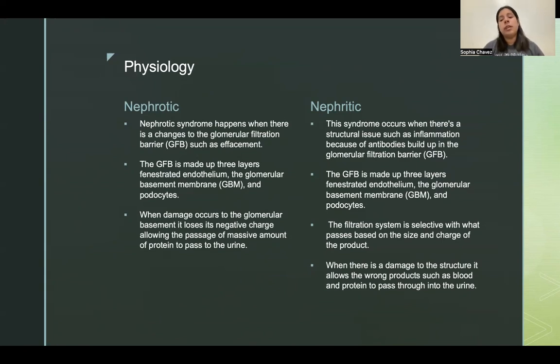As for the nephritic syndrome, this occurs when there's a structural issue, such as inflammation because of antibody buildup, in the GFB, the glomerular filtration barrier. The GFB is made up of again 3 layers, the same as the nephrotic syndrome. The filtration system is selective in what passes through based on the size and charge of the product. And when there's a change in the structure, it allows the wrong products, such as blood and protein, to pass through the filtration system into the urine.